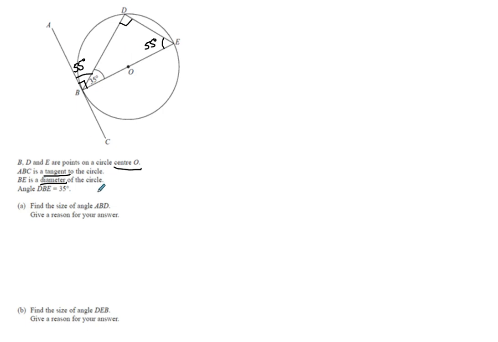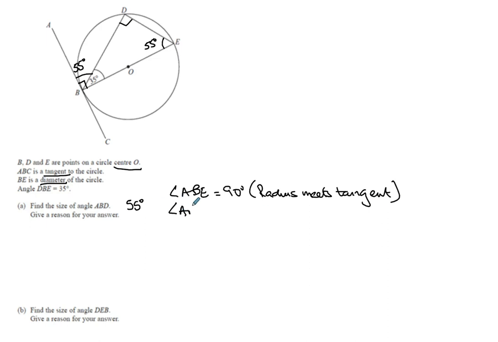So ABD is 55. And why? Because you first have to say angle ABE equals 90 degrees, radius meets tangent. And then angle ABD equals 55. And then you just go 90 minus 35. Okay, good. Find the size of angle DEB, which is that one there.